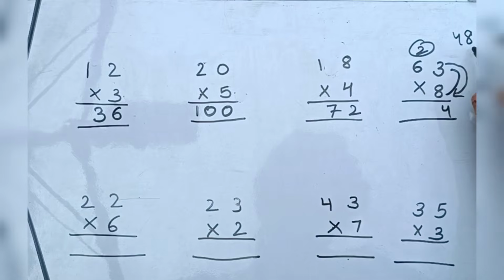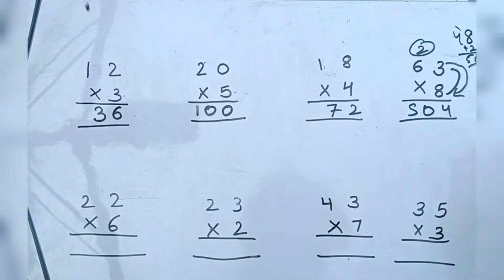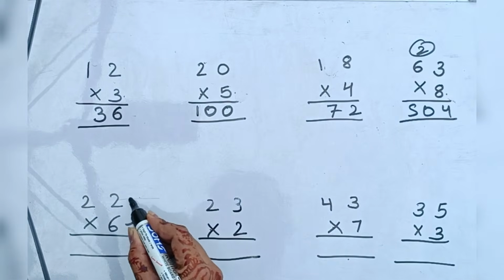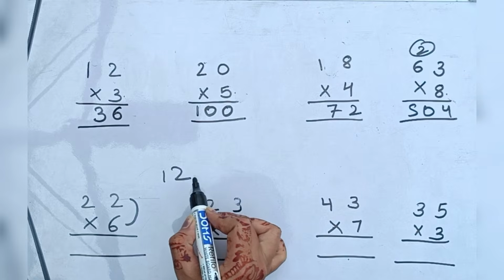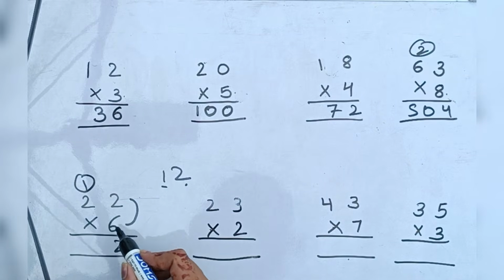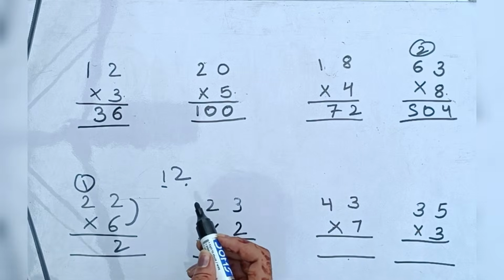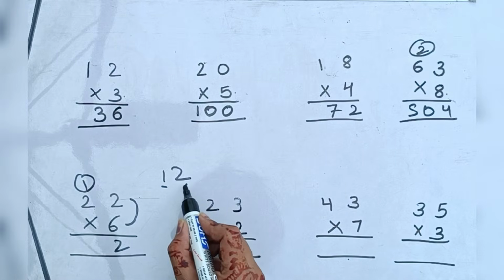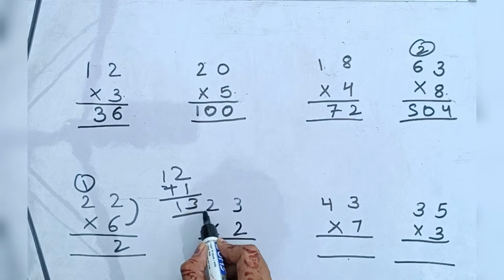48, and we have to add carry. 8 plus 2 is 10, 4 1 5. Complete 50 here. Now 6 2s are 12. 2 here, 1 as a carry. Again 6 2s are 12, and now we have to add 1, so 13.